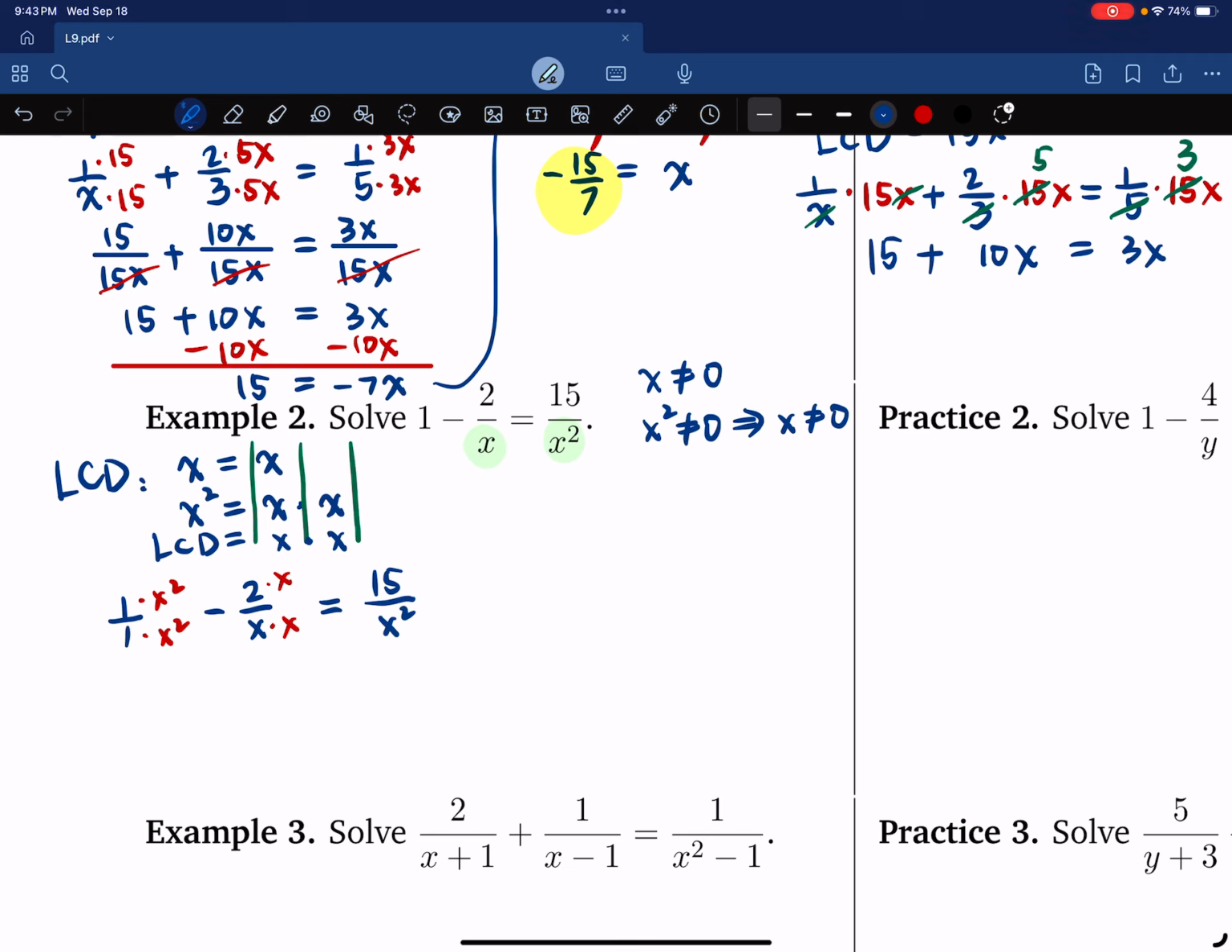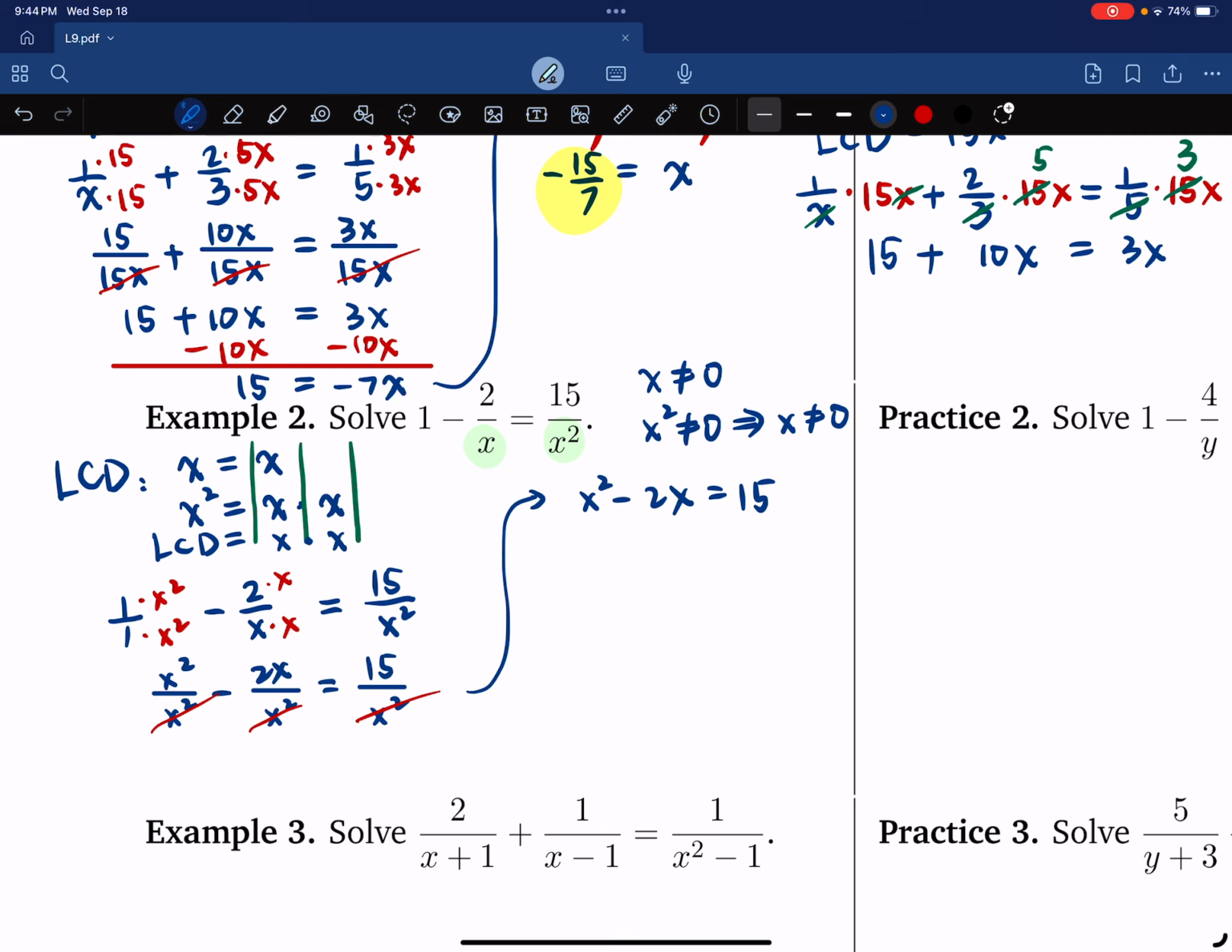Let's write down the resulting equation. So we have x squared over x squared minus 2x over x squared equals 15 over x squared. They have the same denominator, so we could simply cross them out and write down the resulting equation. So this will be x squared subtract 2x equals 15. And this is a quadratic equation.